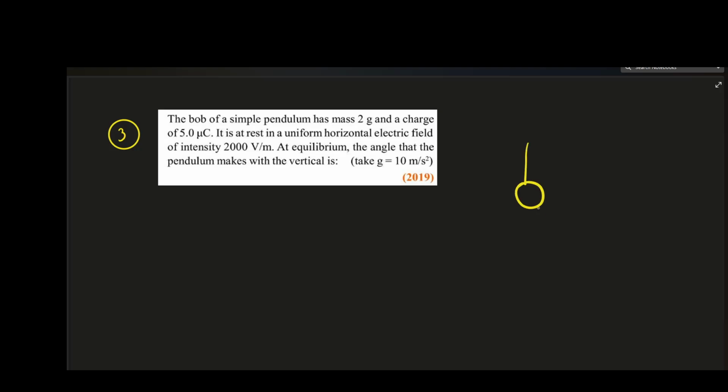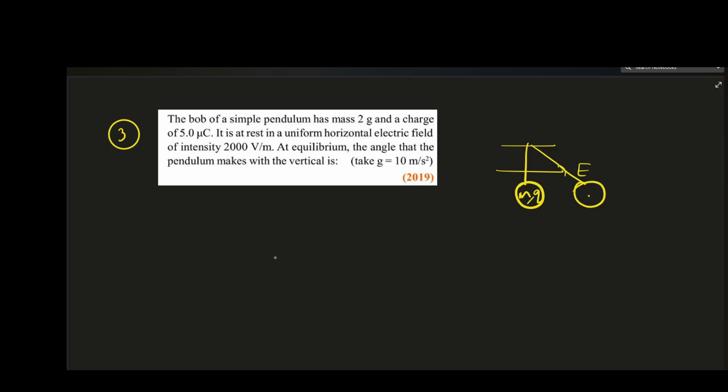Okay, we are having a pendulum with a bob of mass m and charge q. Now this is not at rest. Now when I am applying an electric field, it is going to move to this position. Now at this position it is at rest.